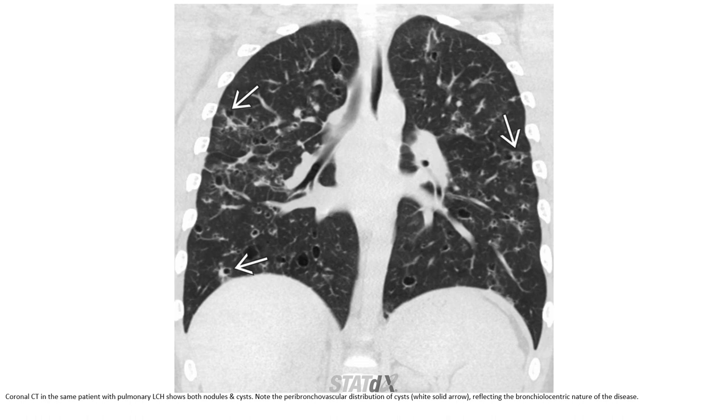This is a CT of the same patient, where it shows both nodules and cysts. Note the peribronchial vascular distribution of cysts, reflecting the bronchiolocentric nature of the disease.